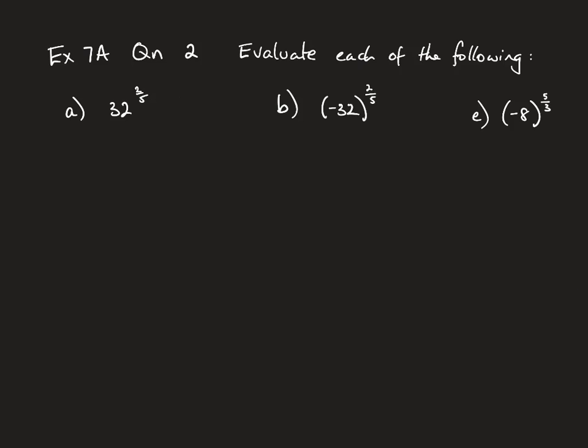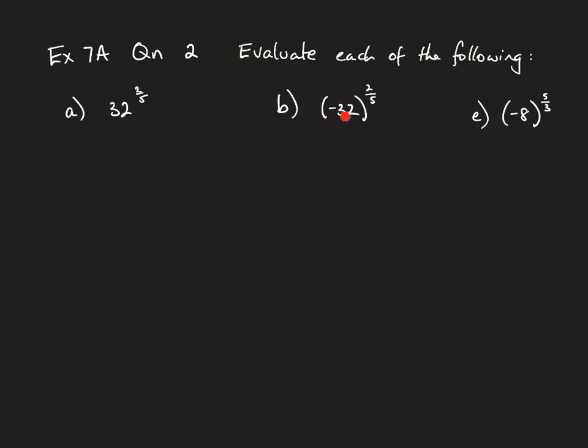So to solve problems like exercise 7a question 2, what I normally do is rewrite the base so that it's raised to a power that will cancel with the denominator of the power that's already there. So I'll be looking for a number that 32 can be written as something to the power of 5, so that the 5 will cancel with this.